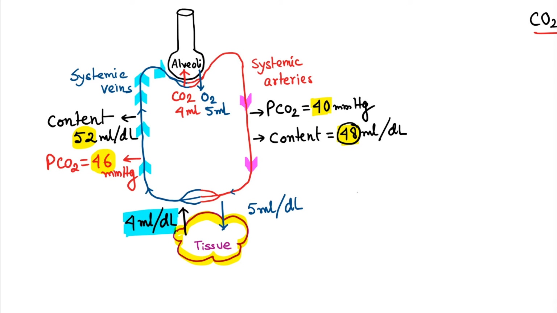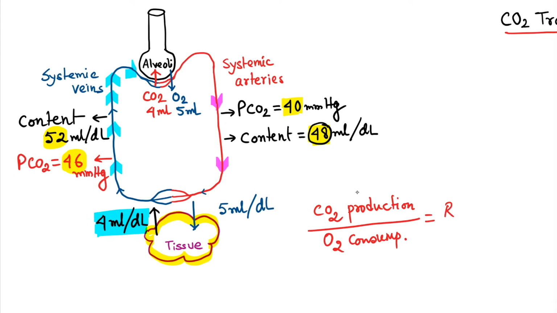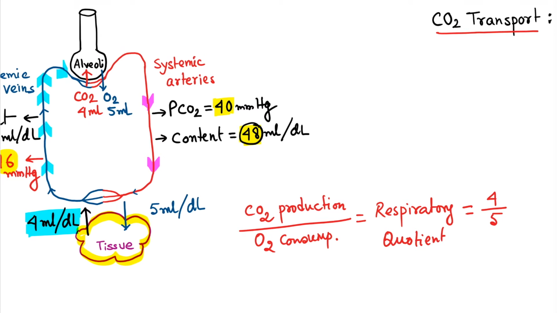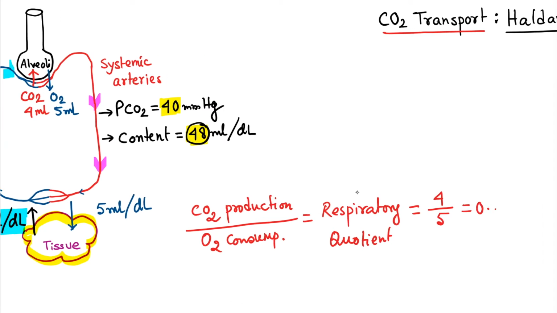So now, if we take a ratio of carbon dioxide production at the level of tissue upon the oxygen consumption, this ratio is known as respiratory quotient. Okay, so this is known as the respiratory quotient. So this respiratory quotient will be: carbon dioxide production is 4 ml and oxygen uptake or consumption is 5 ml. So 4 upon 5, the ratio will be 0.8.